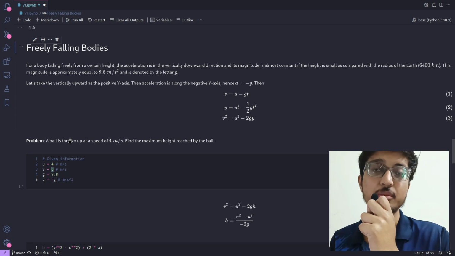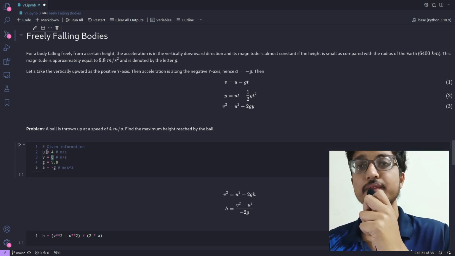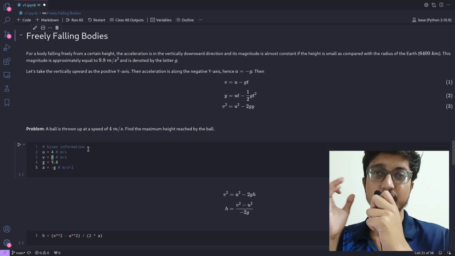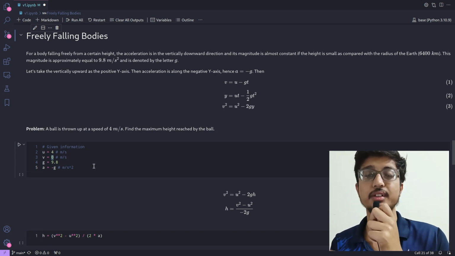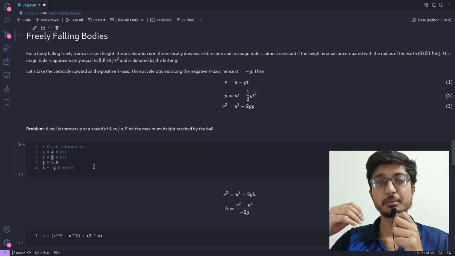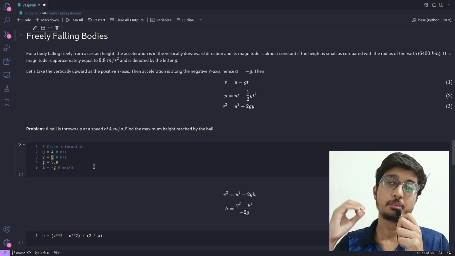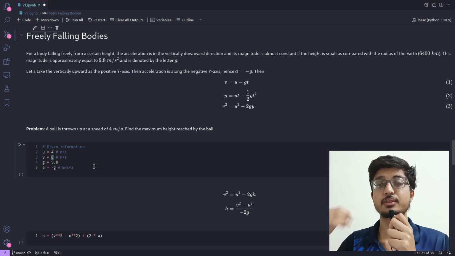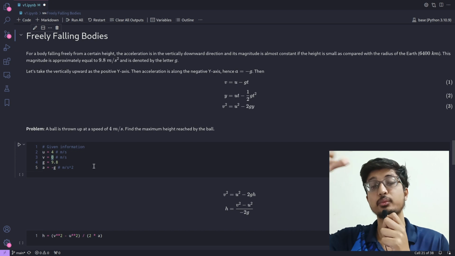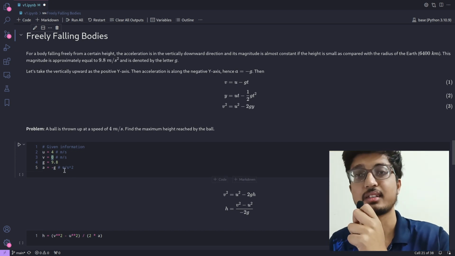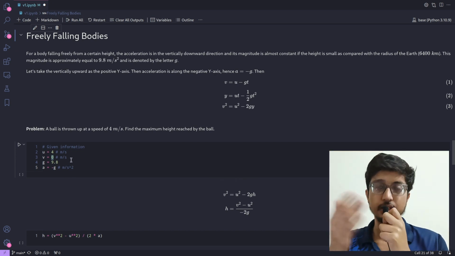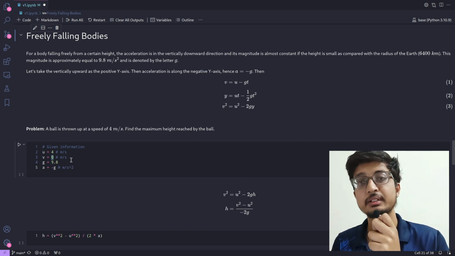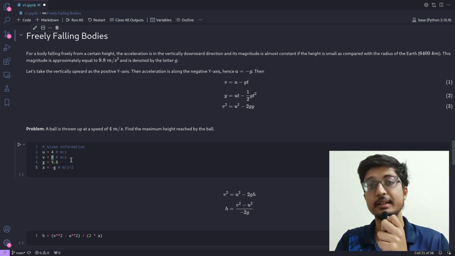So let's see what information we have. Firstly, we have u equals 4 meter per second, which is the initial velocity. The final velocity would be 0 because when we are talking about the maximum height reached, the ball would stop there for a few seconds and then would fall down. So at that instant, the final velocity would be 0. And since acceleration is again due to the Earth, g would be 9.8, but then the acceleration experienced by the ball would be minus g.